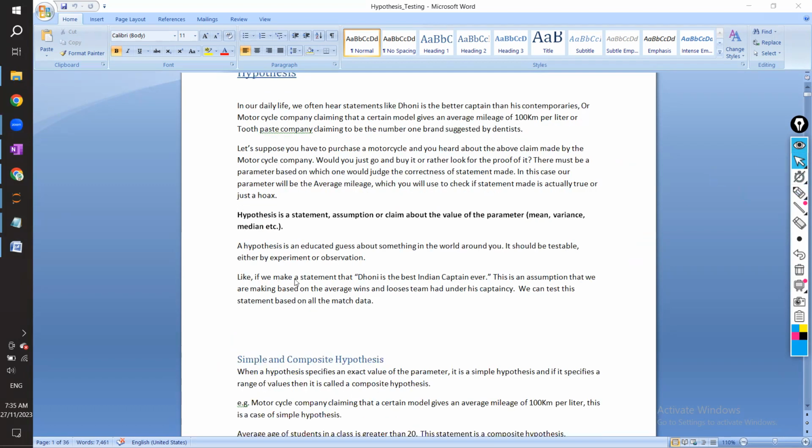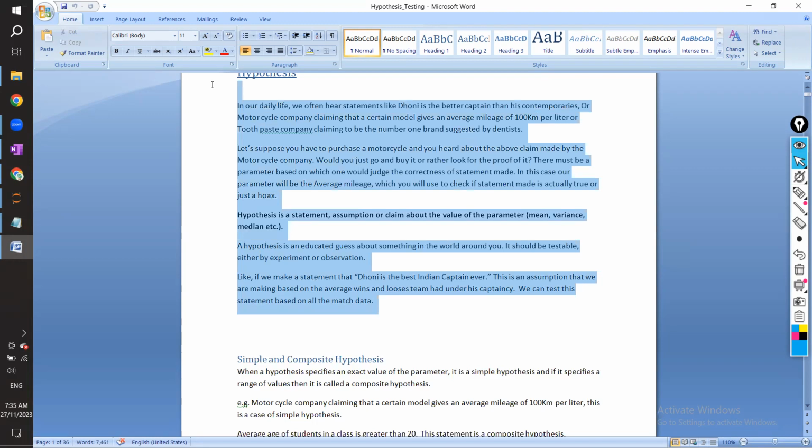See, if you make the statement that Dhoni is the best captain ever, this is an assumption that we are making based upon the average wins and losses of the team under his captaincy. We are making an educated guess, I would say, but you can also call it an assumption. Yes, Sirisha, you might be right, because it's not a blind assumption. It cannot be a random assumption, but it's an educated guess based upon the number of average wins and losses that he has made under his captaincy. We can test this statement based upon all the match data.